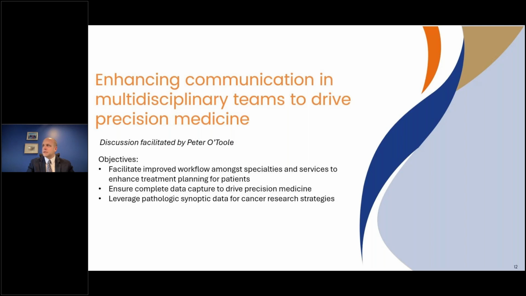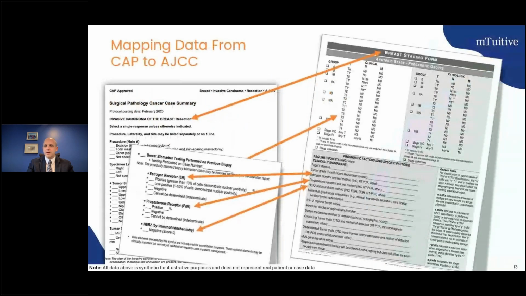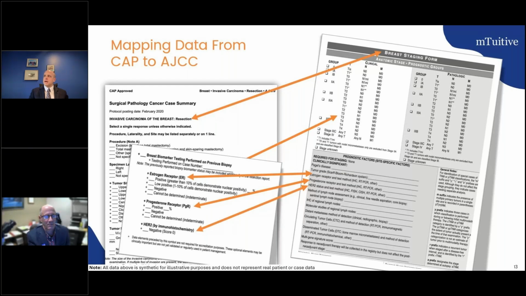So moving on to the next question for our panelists. For Dr. Eisen, how do you ensure that specific data points from pathology reports are available to your oncology colleagues for treatment planning? And do synoptic reports improve the way this information is passed?